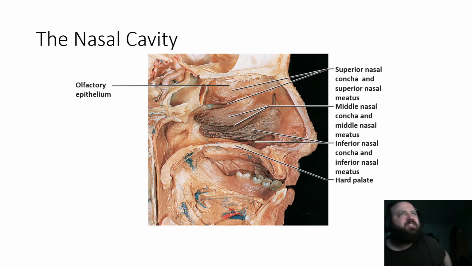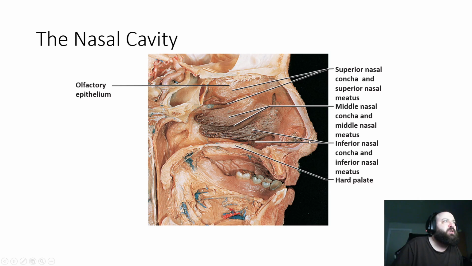This is what this looks like in real life. So this is a dissected human head. You can see the nose over here, but I just want to focus on these three shelving units: the superior nasal concha, the middle nasal concha, and the inferior nasal concha. And you can see the three nasal meatuses in between them. This is what the air has to pass through on its way to your lungs, or at least on its way to your pharynx. So that's a pretty gruesome picture.